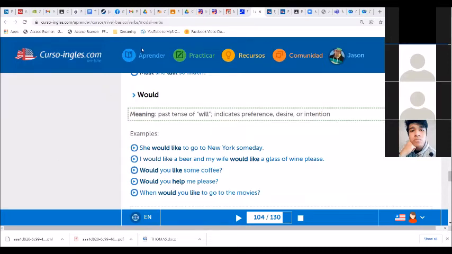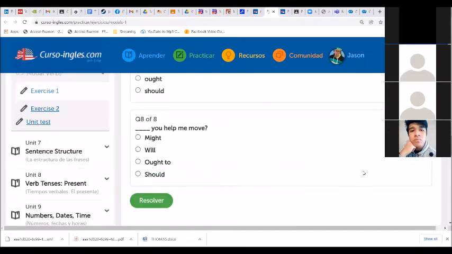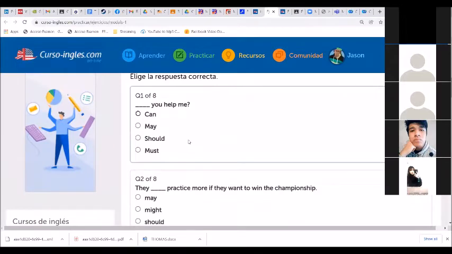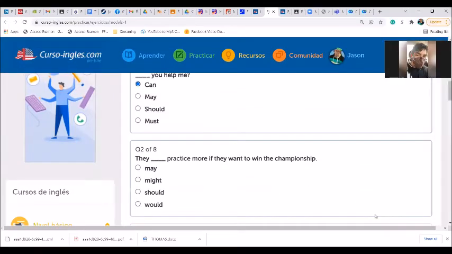Now let's do a little bit of practice. Starting with you, Liliana. Let's go up to number 1. Yes, sería, can you help me? Perfect. Paulina, number 2. Yes, teacher.